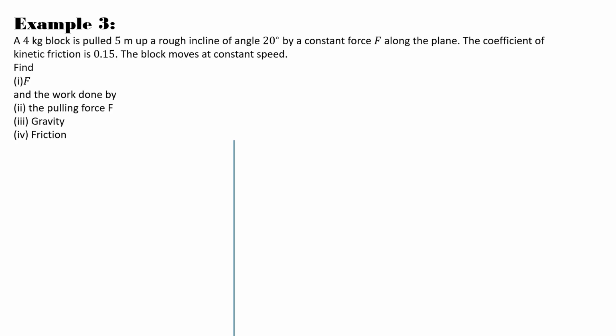So, example 3. A 4 kg block is pulled 5 meters up a rough incline of 20 degrees by a constant force F along the plane. The coefficient of kinetic friction is 0.15 and the block moves at constant speed. Find F and the work done by the pulling force F, gravity, and friction.